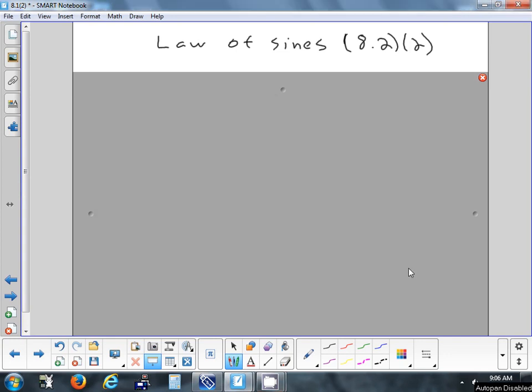Right. So yesterday we did law of sines, part 1, where we looked at 3 different types of triangles: angle, angle, side; side, angle, side; and side, side, angle. Side, side, angle is the only one where you have to worry about a second answer or no answer, and that's the type we're going to start with today.